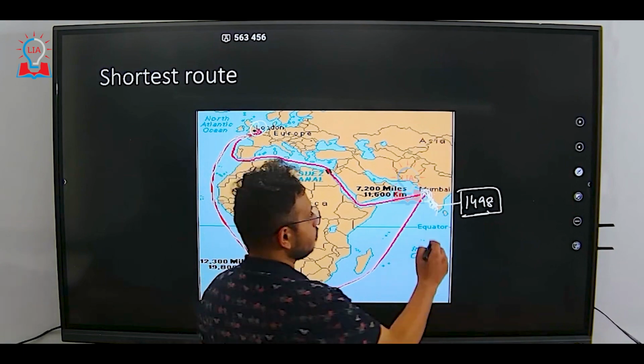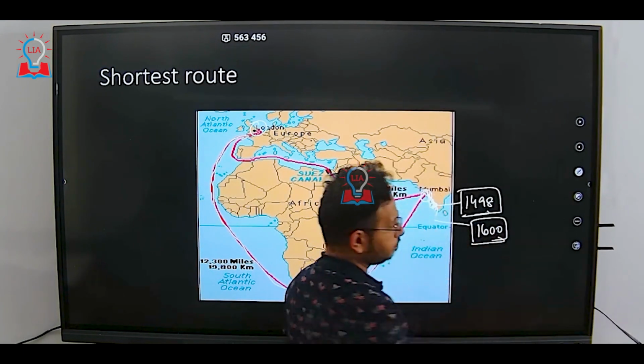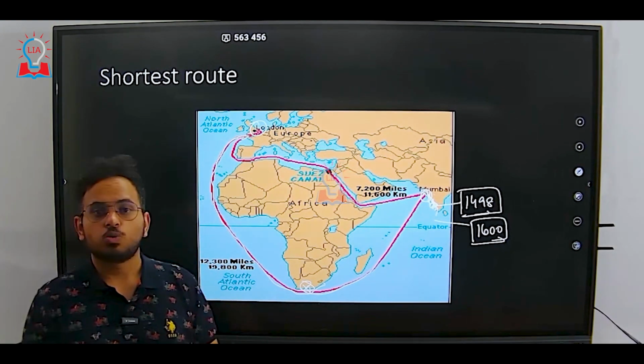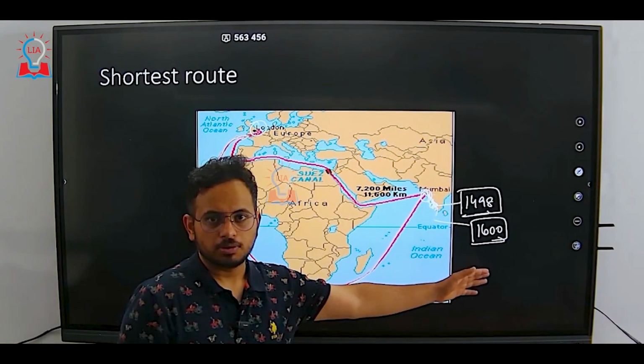Following this, we also had Britishers entering India in the year 1600. Okay, so what was the route taken by all these people? This was the route taken by all these people.